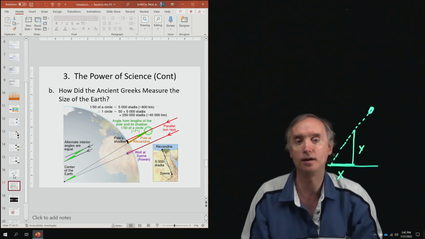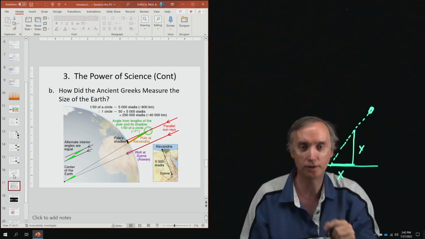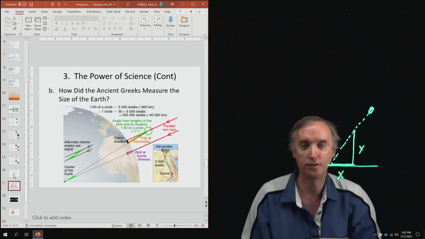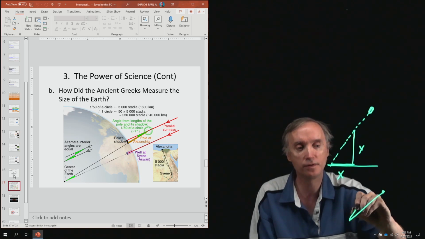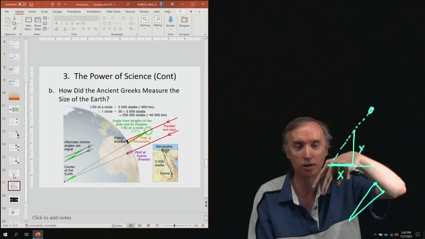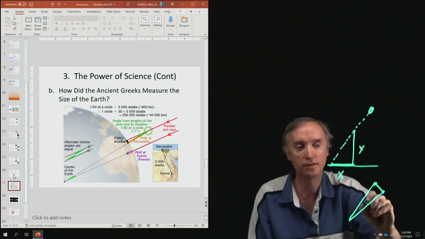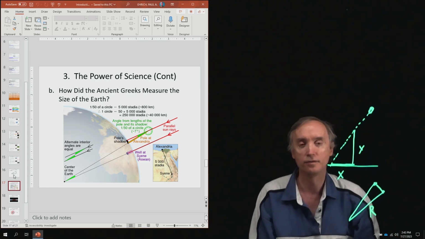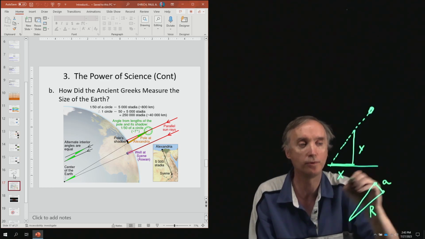So can you spot the other triangle that is going to involve the radius of the Earth in that picture? You notice that if you've got the radius of the Earth to the city of Cyrene, and then the radius of the Earth to Alexandria, if you were to measure this distance, and they could, because they could walk that distance between the two cities, now they know this distance here. So let's say that this is capital R for the radius of the Earth, and this is the letter A, for example.